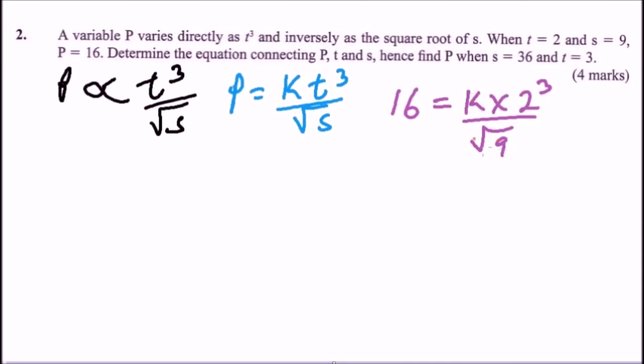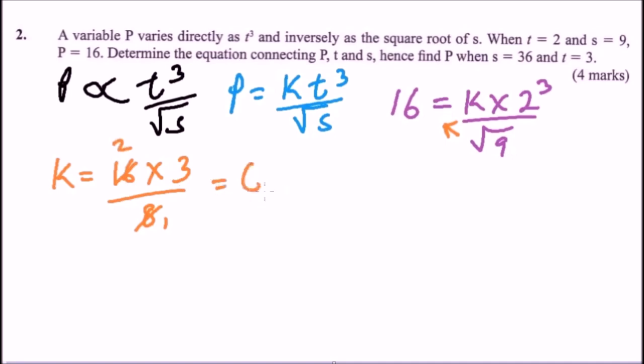The square root of 9 is 3, so we cross multiply here. Therefore, k is equal to 16 multiplied by 3, and we divide by 2 cubed, which is 8. So 16 divided by 8 is 2, which means that our k is equal to 6. Therefore, the equation connecting p, t, and s will be p is equal to 6 t cubed divided by the square root of s.